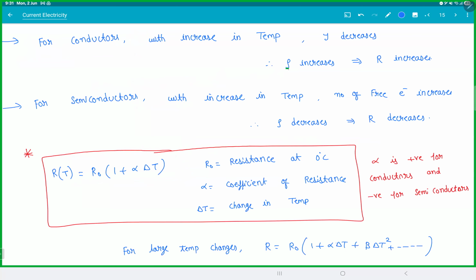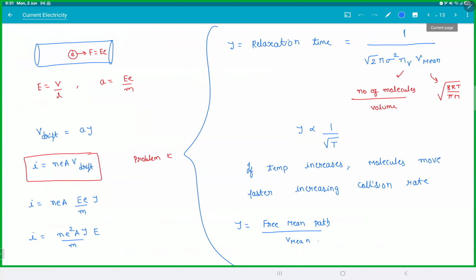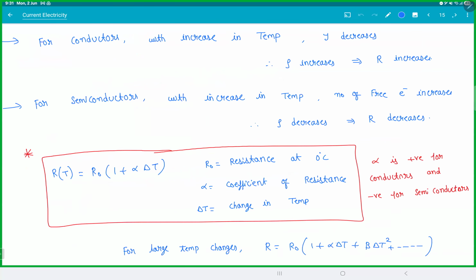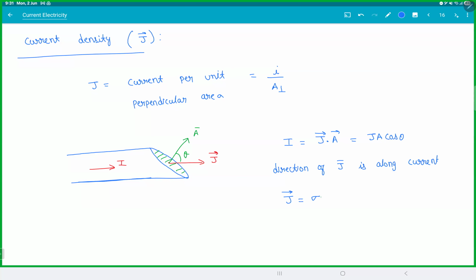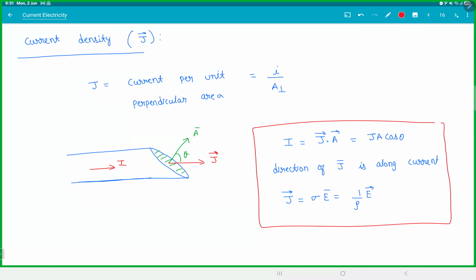And actually, if you see the formulas from here, we can derive this. If you say I by A, bringing A down, this becomes J. So we get a relation here: J is equal to sigma into E bar. Sigma is nothing but the conductivity, 1 by rho. Quite a useful result again. This is the relation between the field in the conductor and the current density.